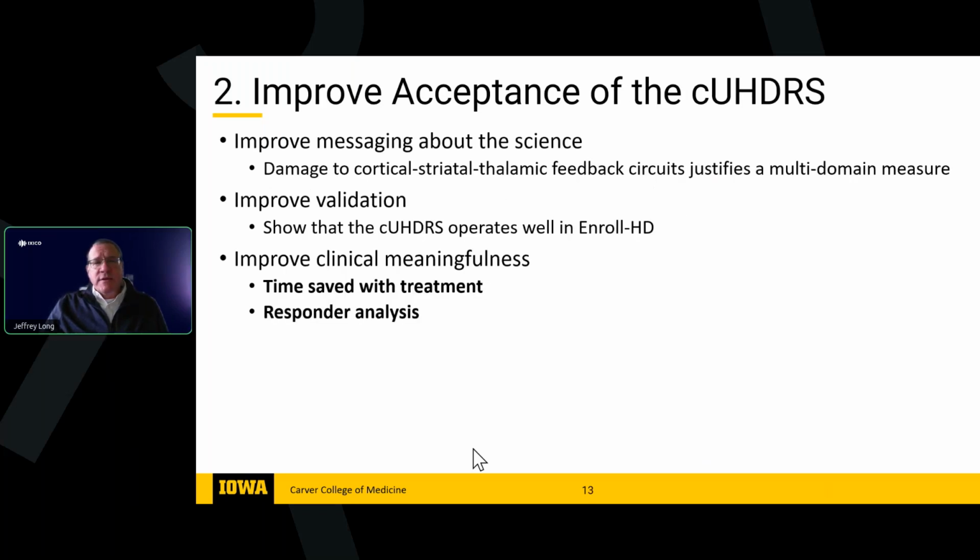So another tack here is to use the cUHDRS and try to improve its acceptance, and this can be done in various ways. We can improve messaging about the science. There are reasons why HD would affect multiple domains. We might improve the validation. What I'm going to talk about today is improving clinical meaningfulness. And 2 concepts that I'm going to discuss are time saved with treatment and responder analysis. Next.